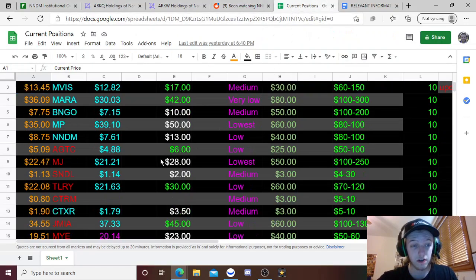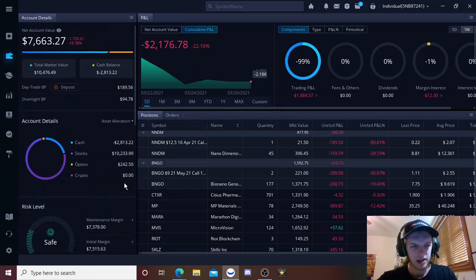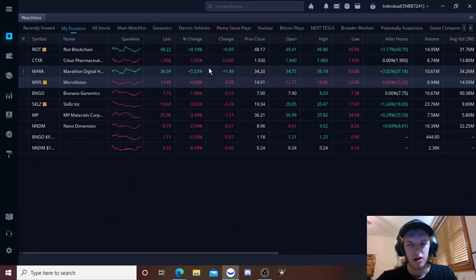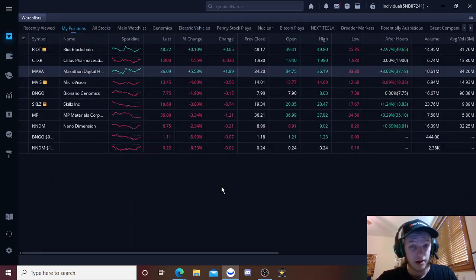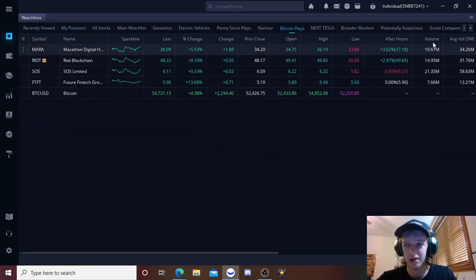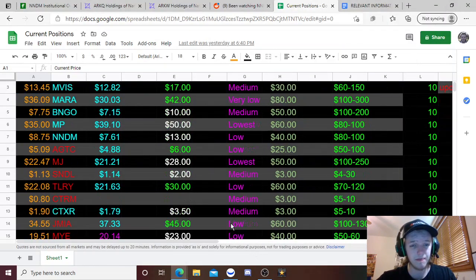Taking a look at my current positions, I think I added a small amount today. I added a small amount to Mara, or maybe a little bit more than a small amount, maybe like $200 to Mara, $80. I don't know. Yeah, I added a little bit to Mara this morning. Obviously, it's looking pretty good right now. We'll see what Bitcoin does. Bitcoin is crazy throughout the weekend, you guys know. But those are all my positions.